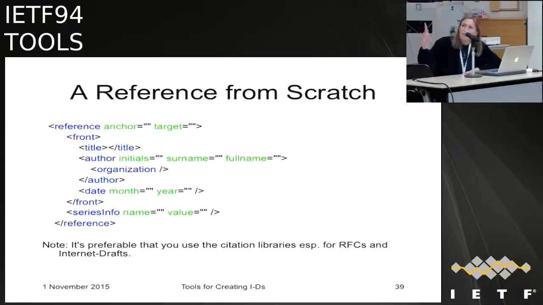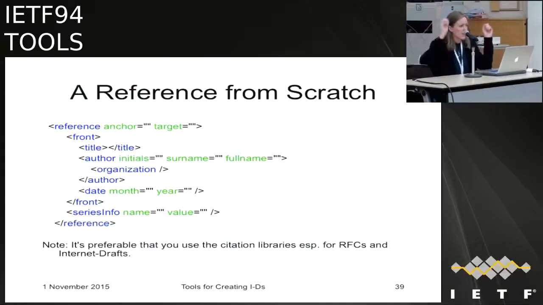Another trick with the reference from scratch is, let's say you're citing another SDO's document and you want the organization to be listed as the author. You leave the author attributes empty. So initials, surname, full name, blank. And then you put organization. Right now that organization element is empty, but you put in content there and then it'll list that organization as the author. Because that's helpful in that you don't have to hack the author attributes to try to get the output you want.